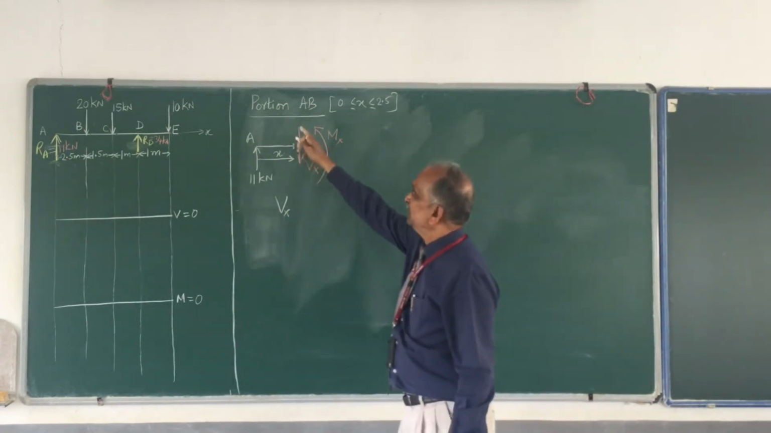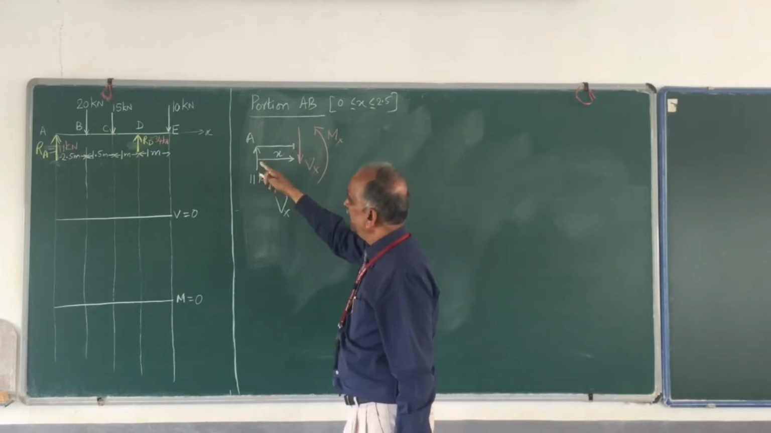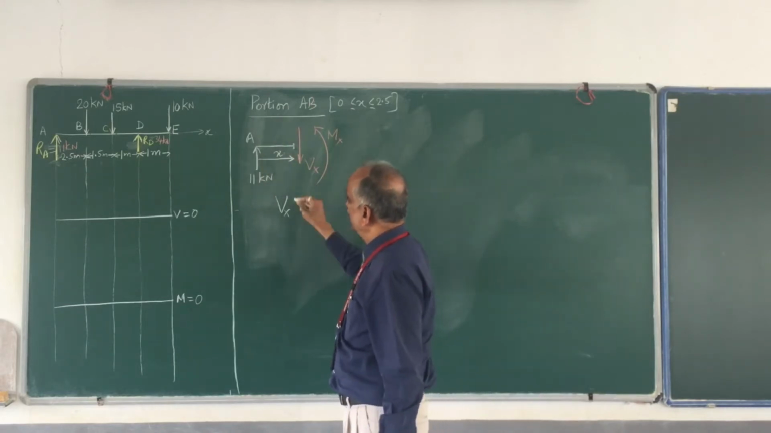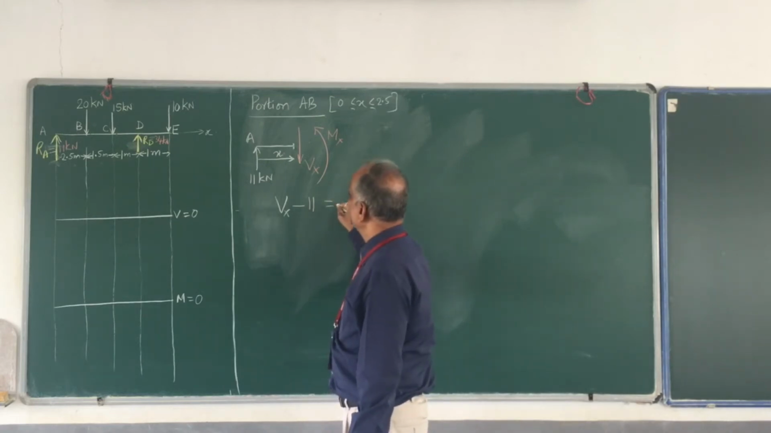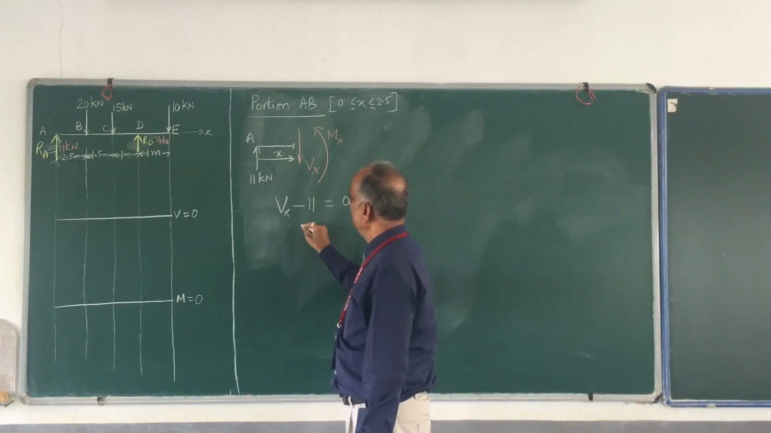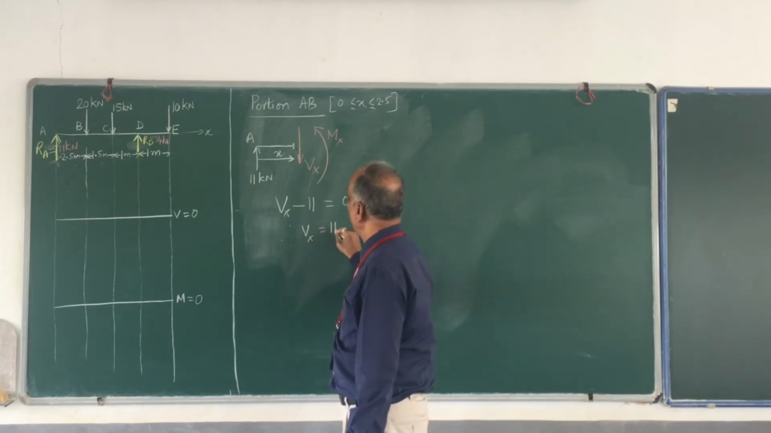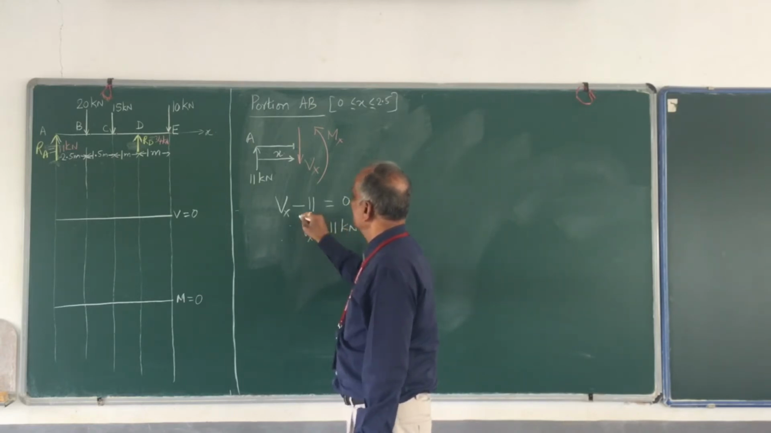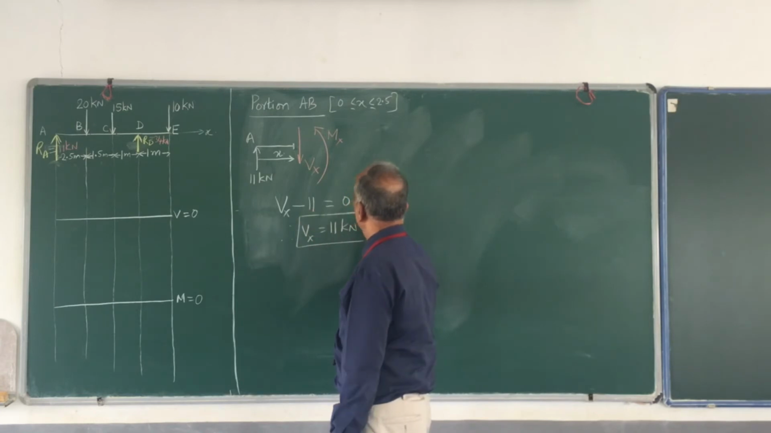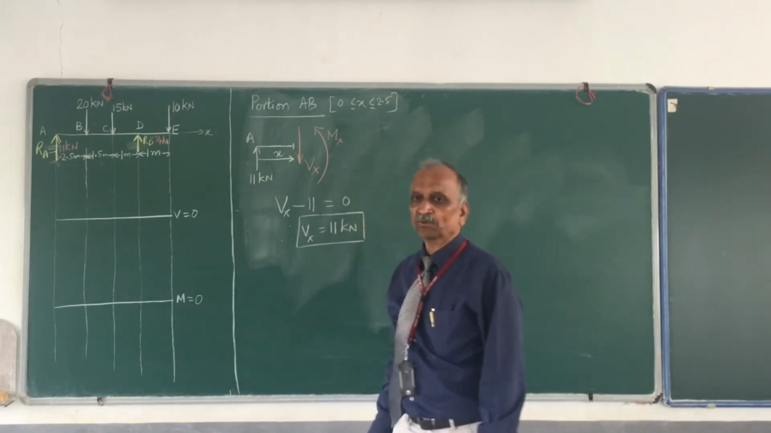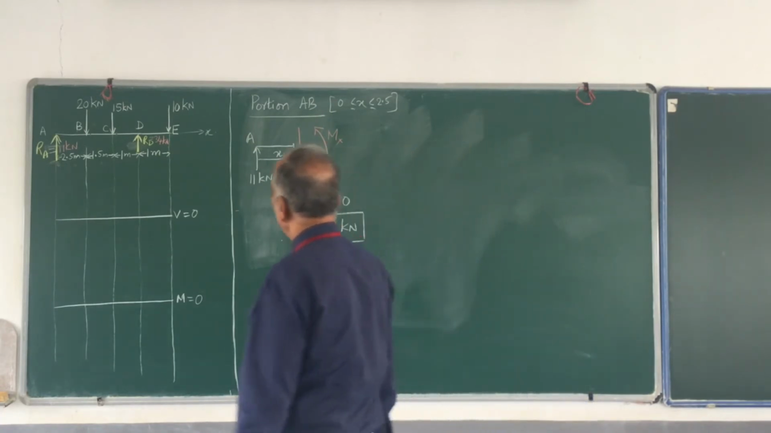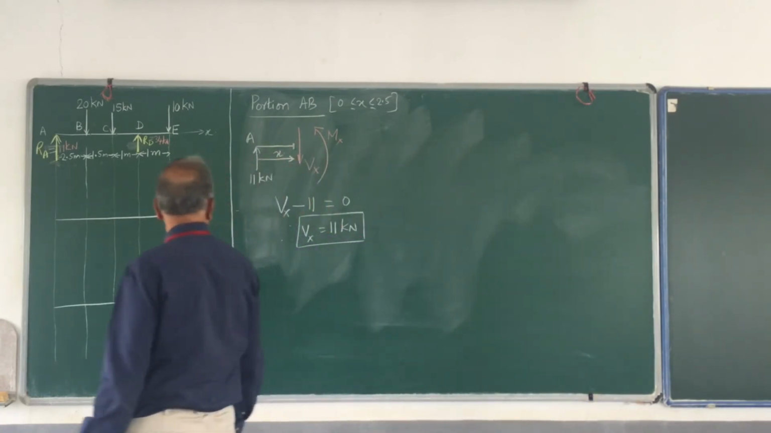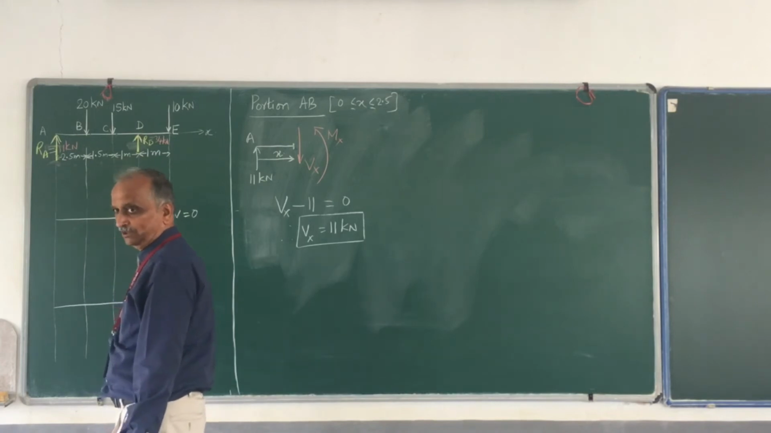So I start with Vx, this is bending moment. I have another 11 kN, it is upwards and it is minus 11. This is equal to 0. Therefore, Vx is equal to 11 kN. So what are the observations? The shear force is constant. Shear force does not vary. Okay? So therefore, between A and B, shear force is constant and 11 kN positive.